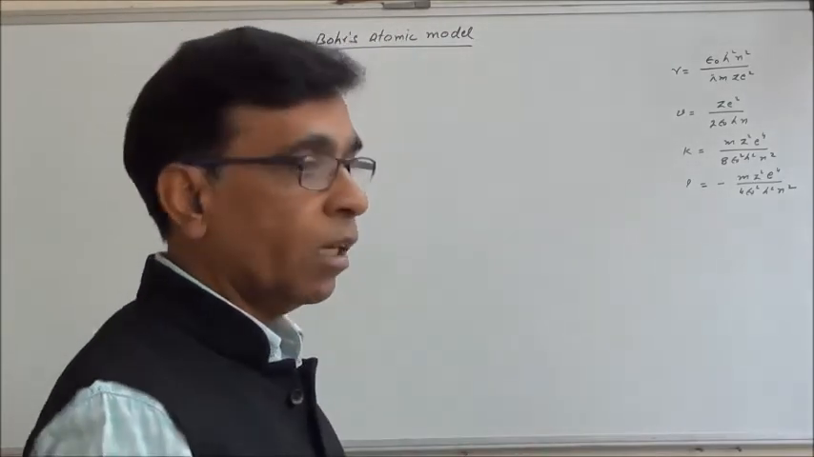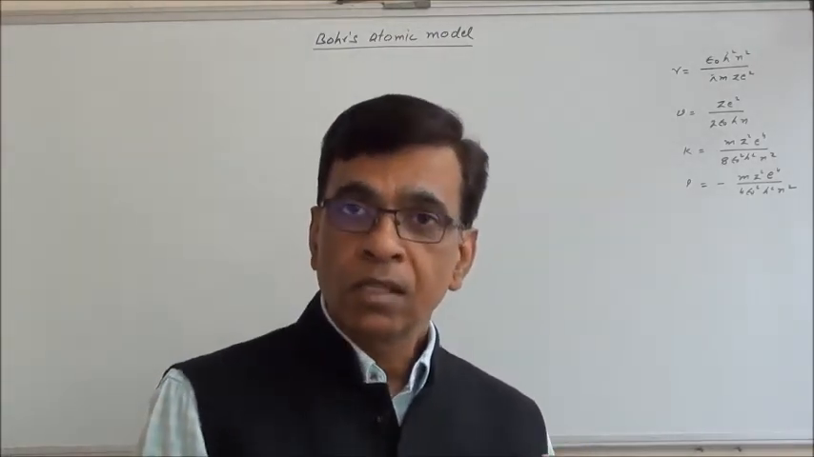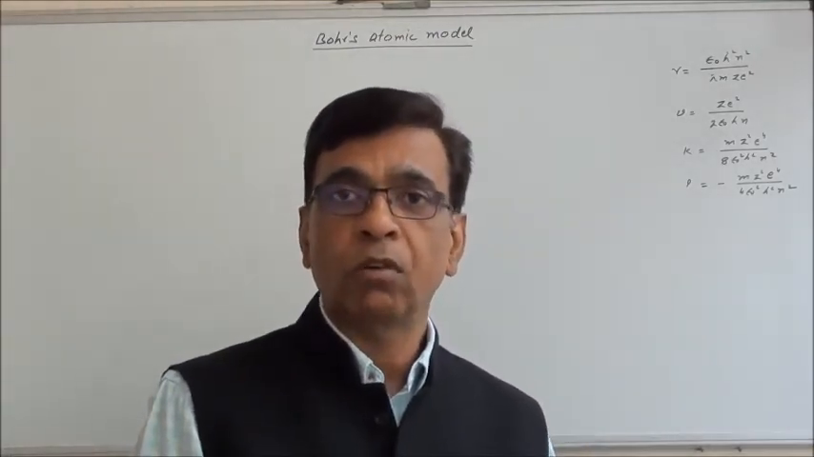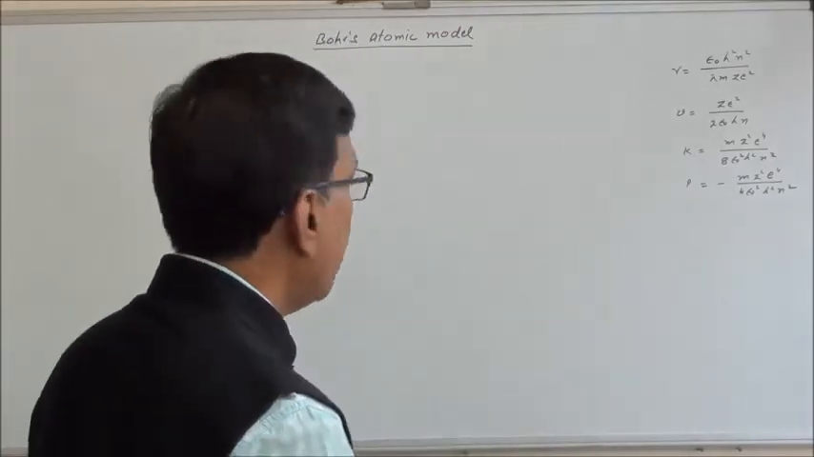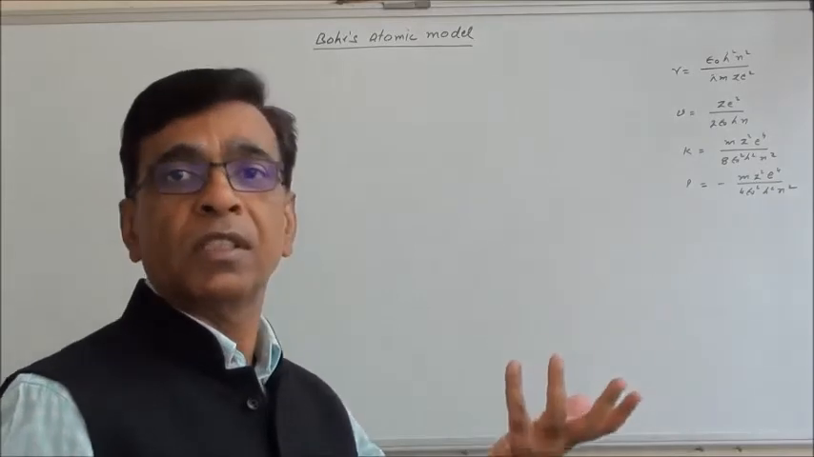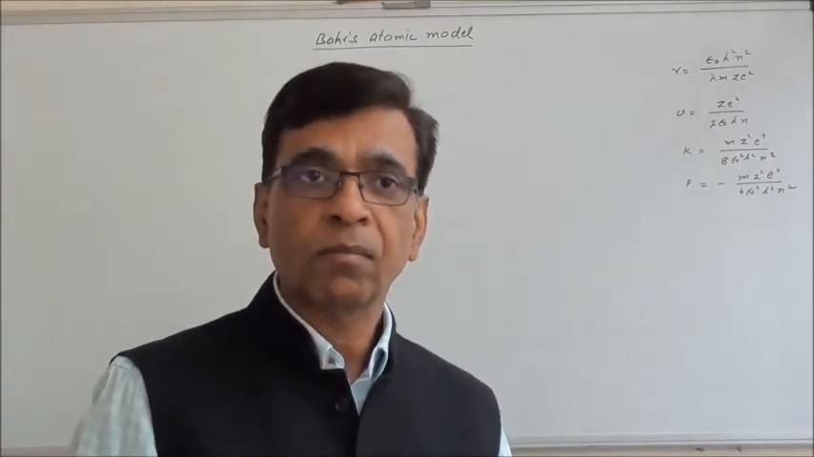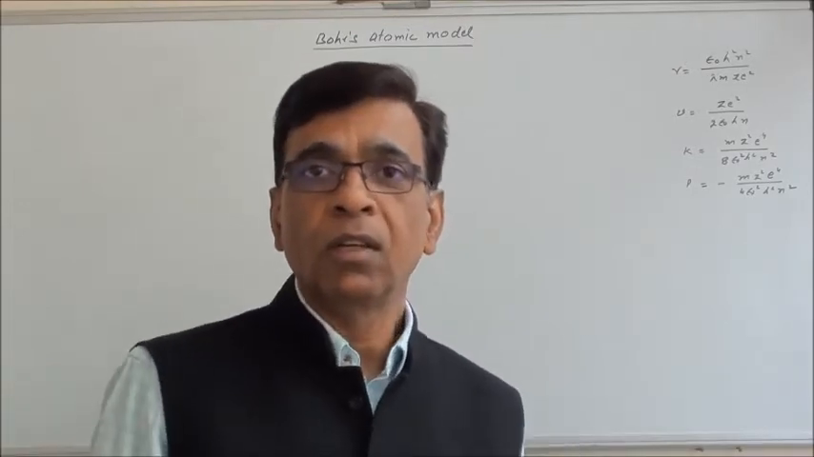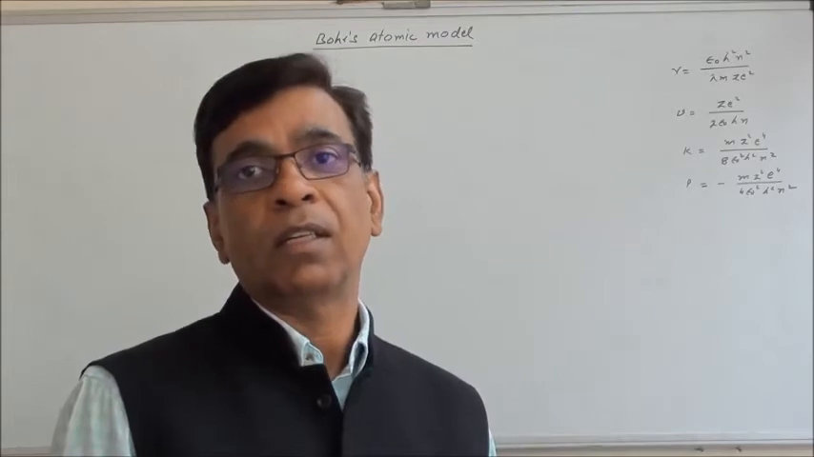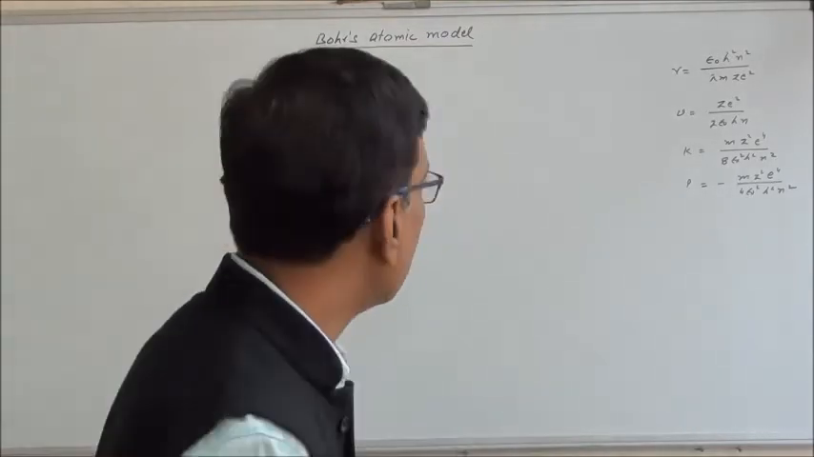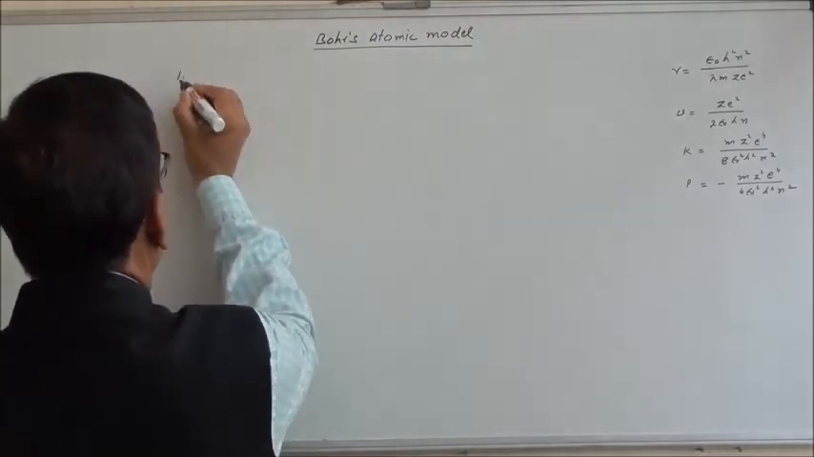Bohr explained the hydrogen spectrum and gave certain assumptions, which we can call the postulates of Bohr's atomic model, and on the basis of these postulates he successfully explained the hydrogen spectrum to a large extent. Eventually there were some other objections, and even this was not found to be sufficient to explain it entirely, but to a large extent it explained it.